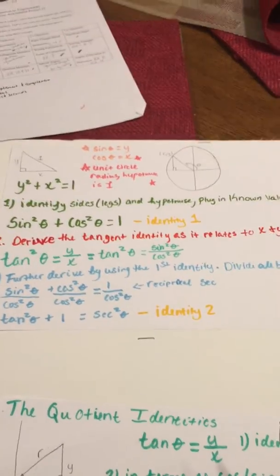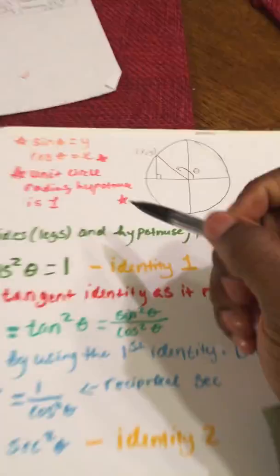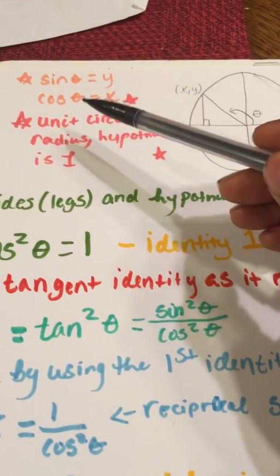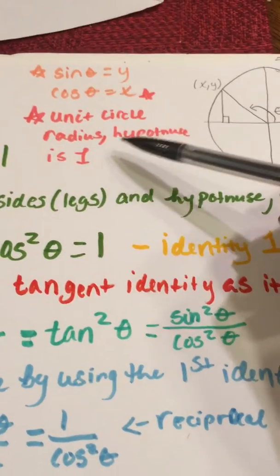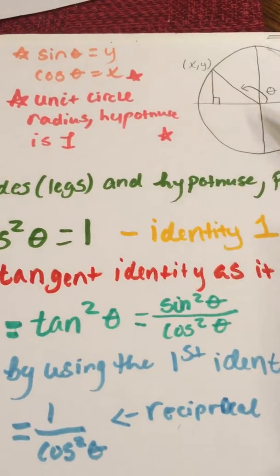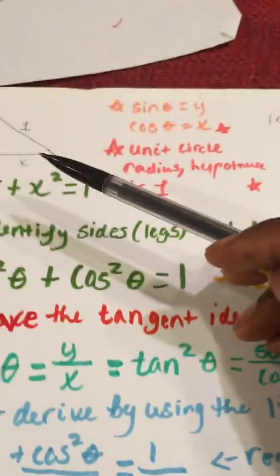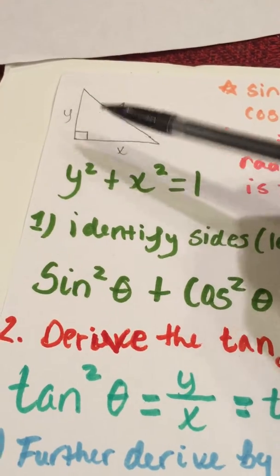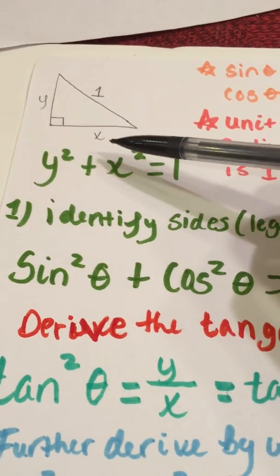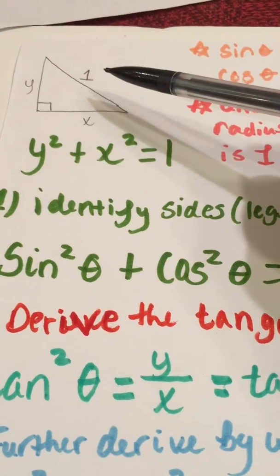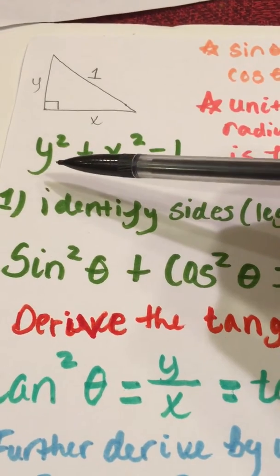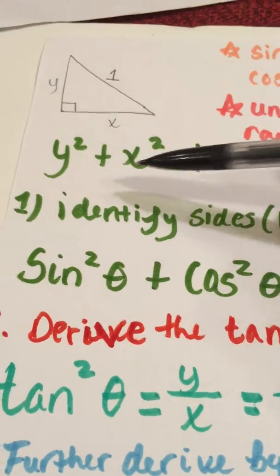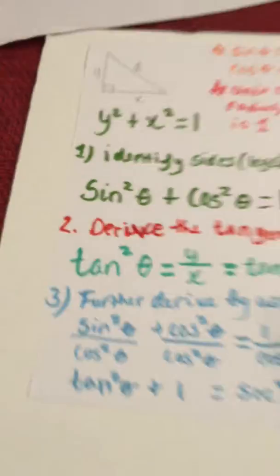5.2 Pythagorean identities. There's a known fact that sine of theta is equal to y and cosine of theta is equal to x. The unit circle radius has a hypotenuse that is equal to 1. Here we have a right triangle, y representing the opposite, x representing the adjacent, and 1 representing the hypotenuse. Y squared plus x squared equals 1, similar to the Pythagorean theorem, a squared plus b squared equals c squared.